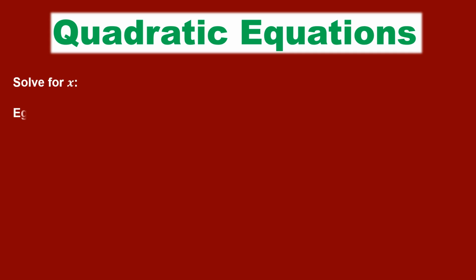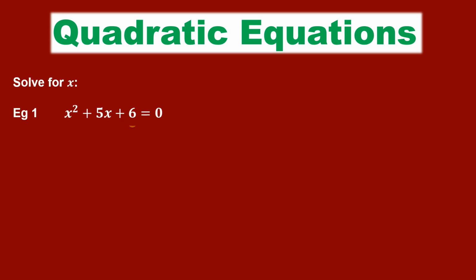Let's start by solving the following equation for x. So x squared plus 5x plus 6 is equal to 0. Now you should remember from last year that if we need to solve a quadratic equation, we have to have 0 on one side, which we do.